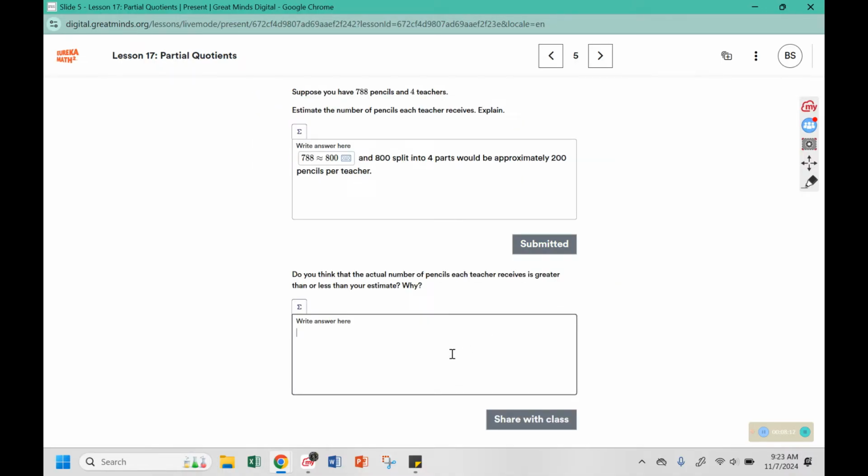Do you think that the actual number of pencils each teacher receives is greater than or less than your estimate? We said that it would be less than our estimate because there are fewer than 800 pencils.